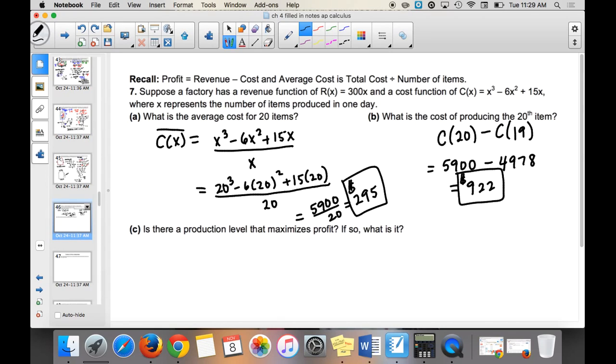Why is the cost for 19 items more than the cost for 20? The cost for 19 is less, right? 4,978. Isn't that right?